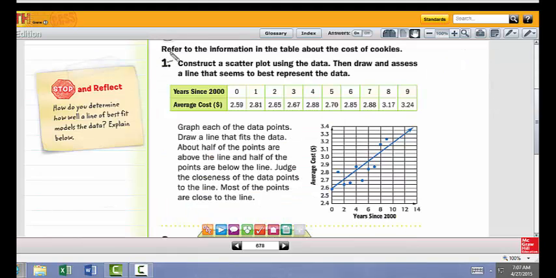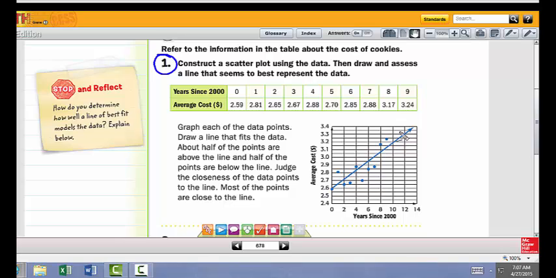Number 1, refer to the information in the table about the cost of cookies. Construct a scatter plot using the data, then draw and assess a line that seems to best represent the data. So again, if you think about this, the price of cookies is not going to go up exactly 10 cents or 12 cents or 14 cents or whatever it is every single year. The prices are going to vary from year to year.